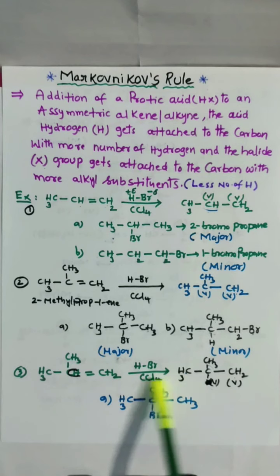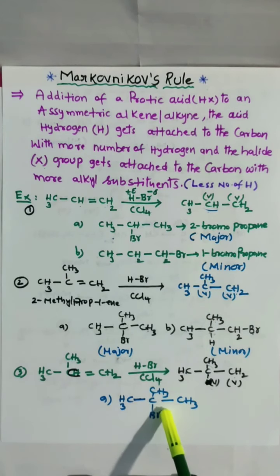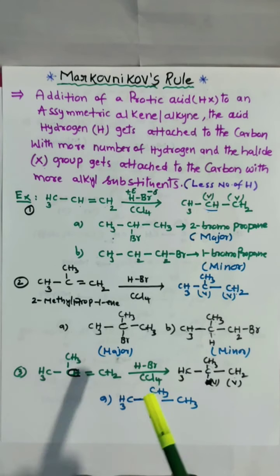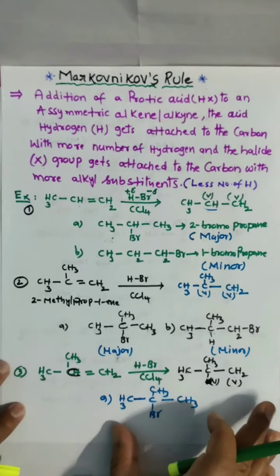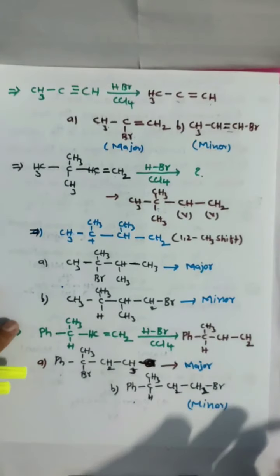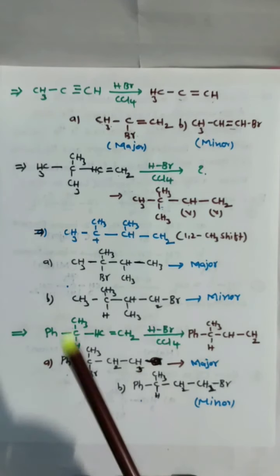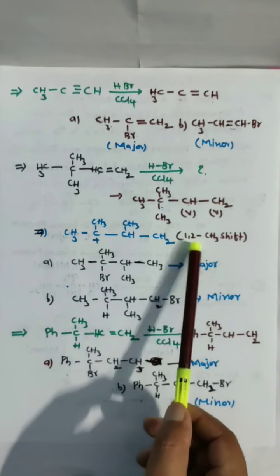So here we got this major product because this bromine is attached to a carbon having 3 alkyl groups. So this is the major product. If this bromine is attached here, that is the minor product. So you have to remember that the halogen atom has to attach directly to the carbon with more substituents. If a methyl shift or hydride shift is required, you also have to do that.